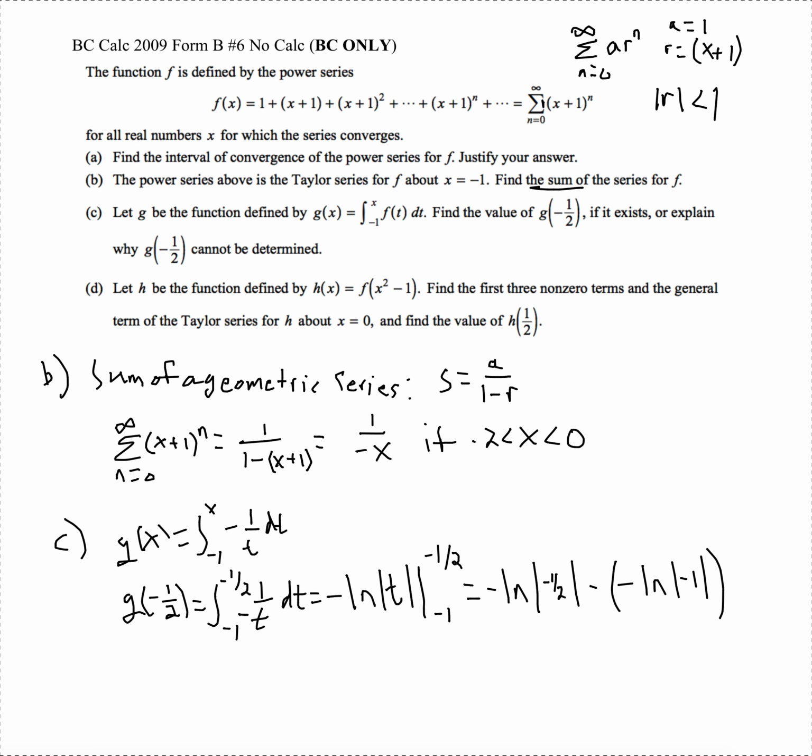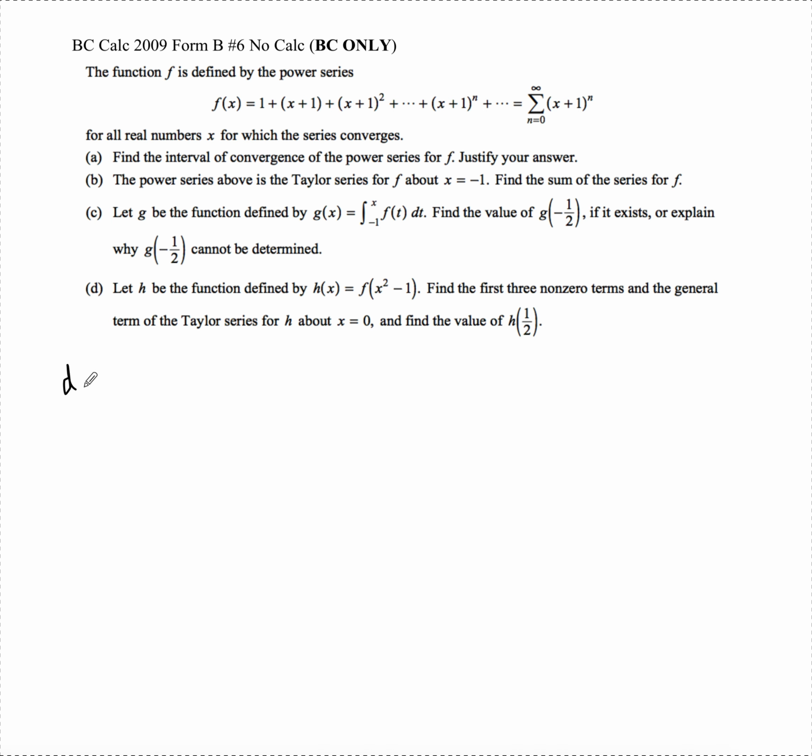All right. And part D. Part D says, let h be the function defined here. Find the first 3 non-zero terms and the general term of the Taylor series for h about x equals 0. Well, I know that h of x is equal to f of x squared minus 1. So basically I can take f and plug in x squared minus 1 for all the x's.